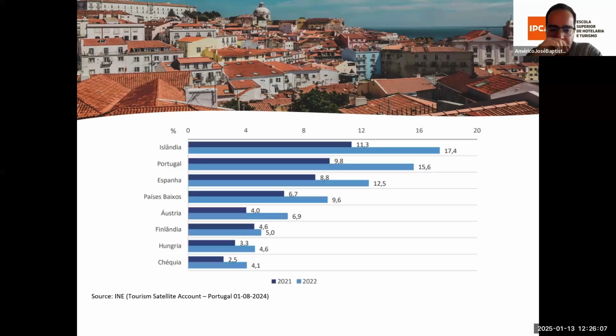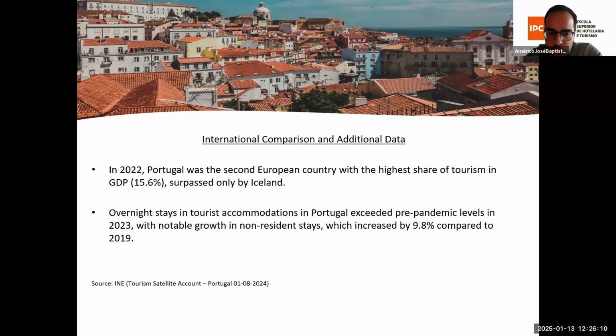Okay, now international comparison and international data. In 2022, Portugal was the second European country with the highest share of tourism in GDP, 15%, 16%, surpassed only by Iceland. Overnight stays in tourist accommodation in Portugal exceeded pre-pandemic levels in 2023, with notable growth in non-resident stays, which increased by 10% compared to 2018.